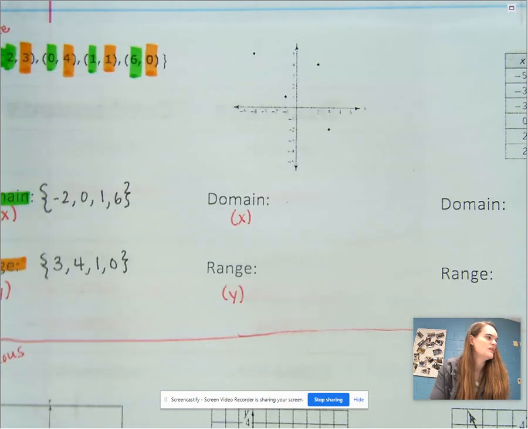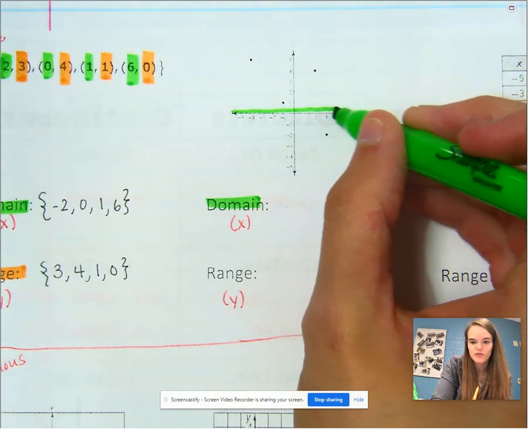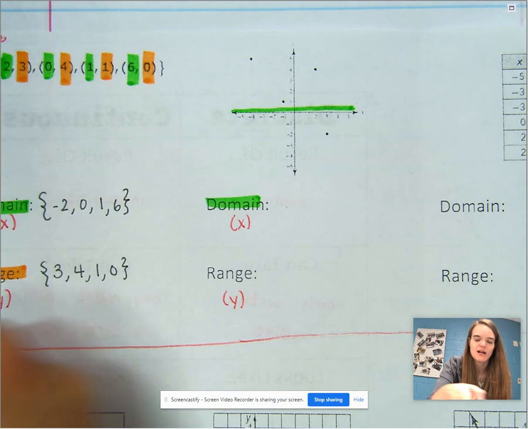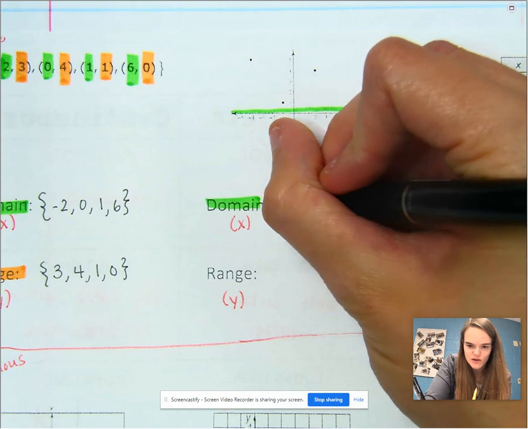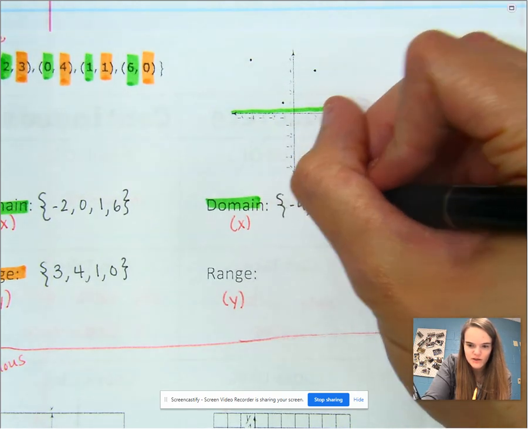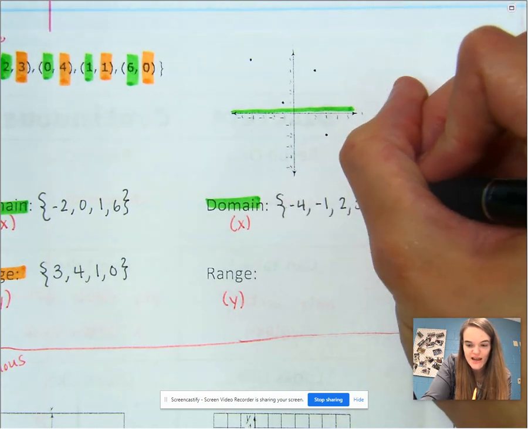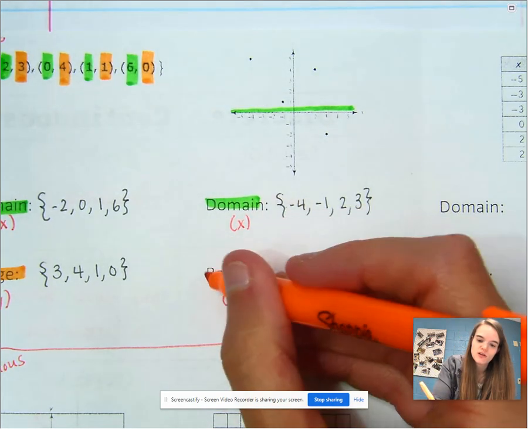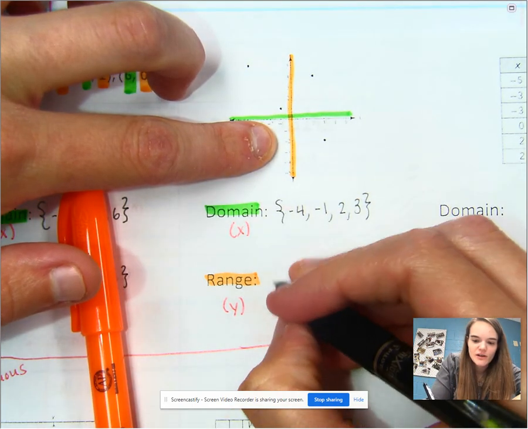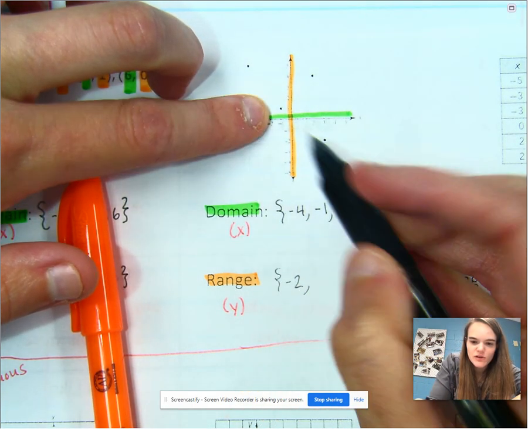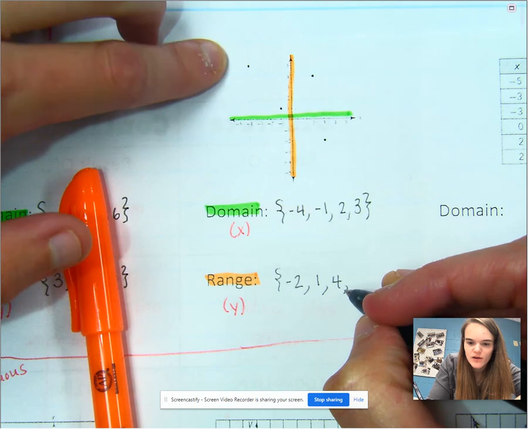The next one. This is what I meant by I'm not going to be able to highlight all of them. Here's the domain. The domain is the x values. Still going to use curly brackets. But now I have to read them from a graph. This point is at -4. This point is at -1. This point is at 2. This point is at 3. That's the x values. Range is the y values. Okay, so I'm going to start down here. -2, 1, 4, 5.